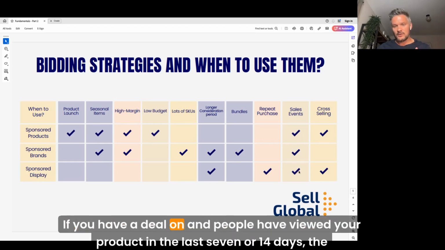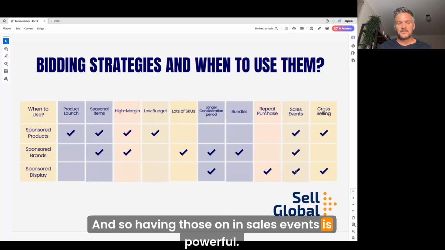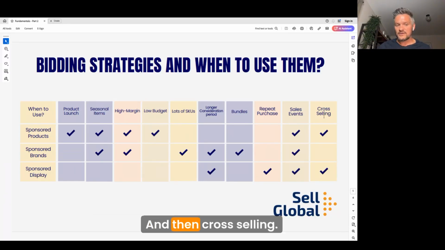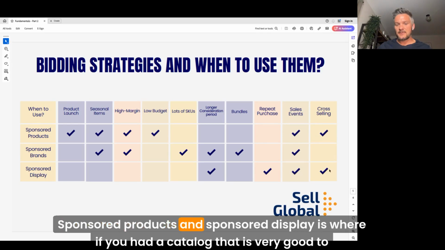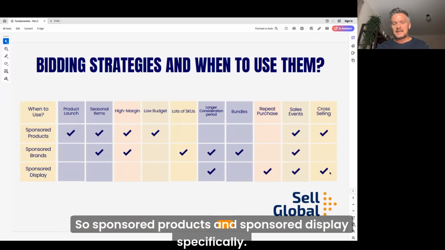If you have a deal on and people have viewed your product in the last 7 or 14 days, the likelihood is that they will like to see your product again at a discounted rate. And so having those on in sales events is powerful. And then cross-selling, sponsored products and sponsored display is where, if you had a catalog that is very good to cross-sell between, these are the two ad types that I would use for cross-selling. So sponsored products and sponsored display specifically.